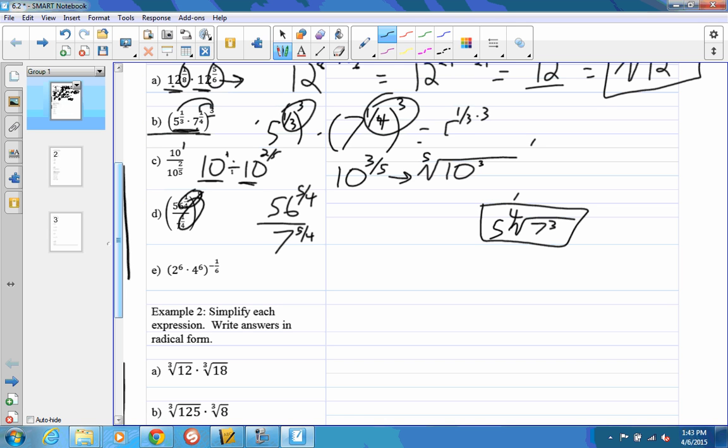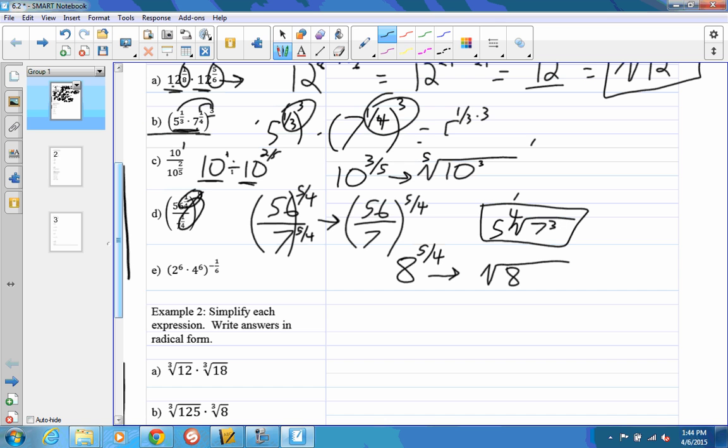Here's what I'm going to do, folks. Can 56 over 7 reduce? If I pull this down, and this might help us see it, 56 over 7 to the 5/4, like that, all I've done is pull that out, right? And 56 over 7 can change to 8. And now that's much easier. I'm going to change that to my radical. What kind of root is it? A 4th root raised to the 5th.